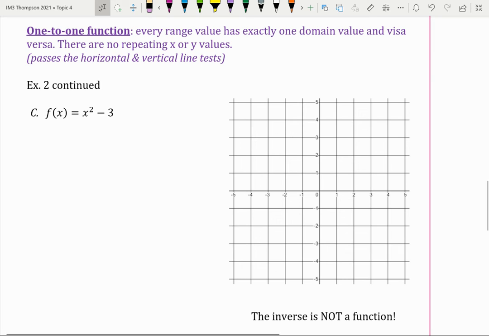So we have functions, which means that I have all unique x's. I also have something called a one-to-one function, where every range value has exactly one domain value and vice versa. A one-to-one function means that there's no repeating terms in the domain and no repeating terms in the range. No repeating x values and no repeating y values.